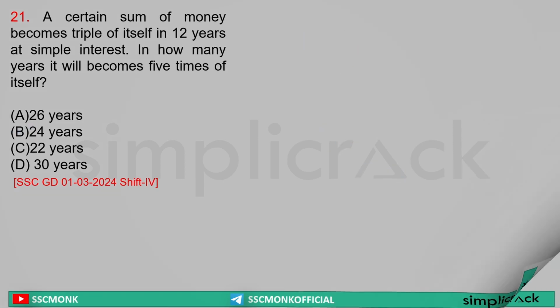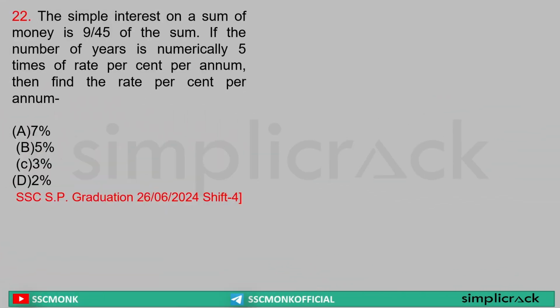Clear? Next, the simple interest on a sum of money is 9 by 45 of the sum. If the number of years is numerically 5 times the rate percent per annum, then find the rate percent. Now let's say R into T by 100 is equal to 9 by 45.